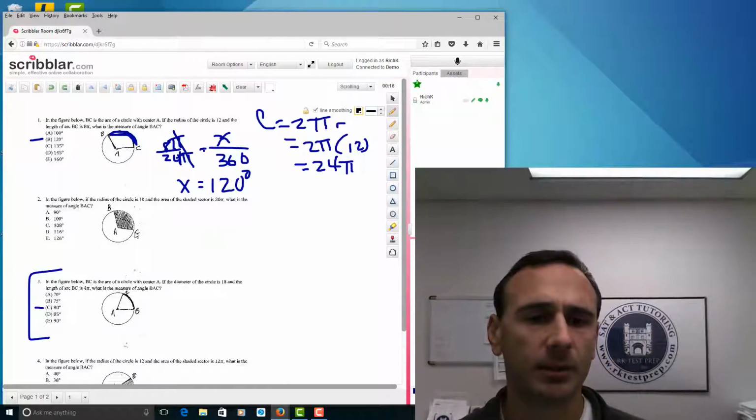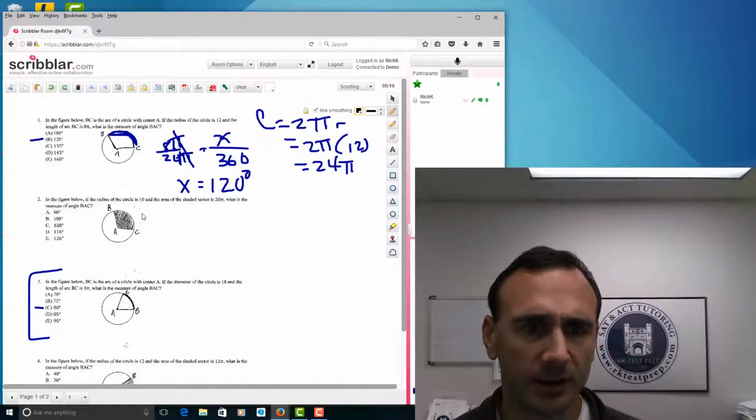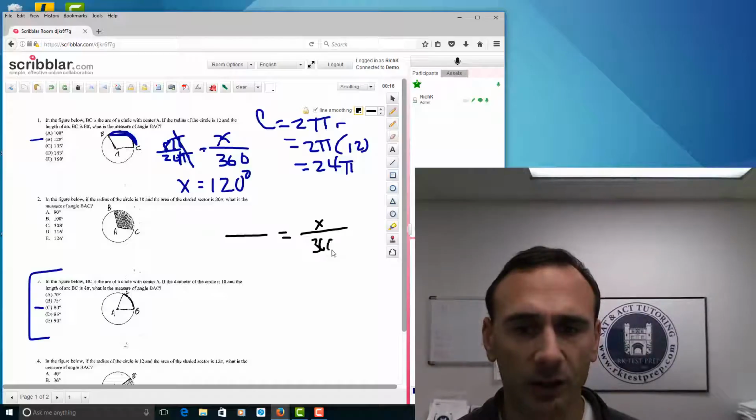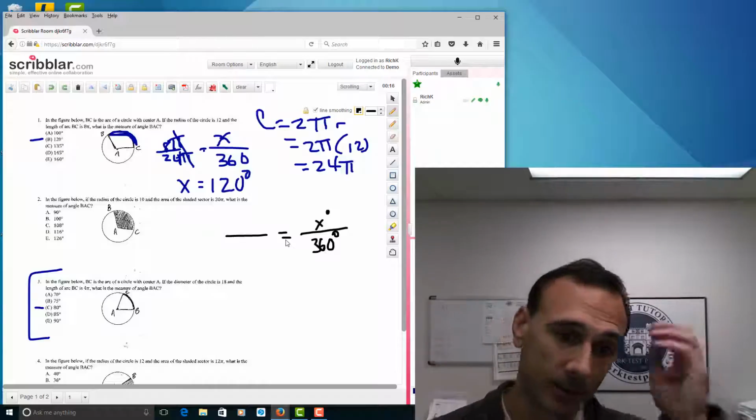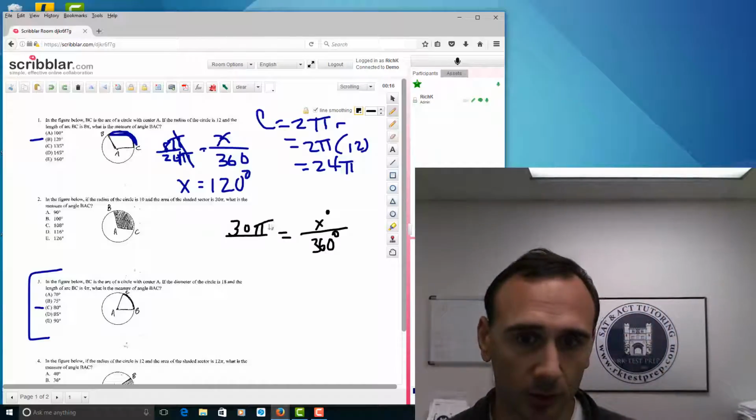Similar type of problem, except now we're dealing with the shaded sector. So the area of that sector is 30 pi. The radius is 10. What's the measure of the angle? We're going to set up another proportion to figure out what fraction of the total 360 degrees we're dealing with, except in this case, we want to compare the sector to the total area.